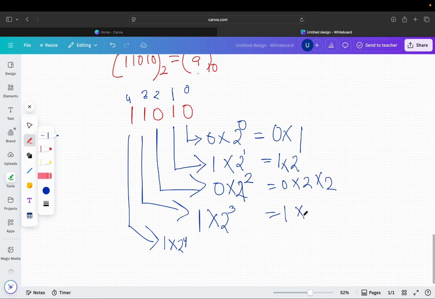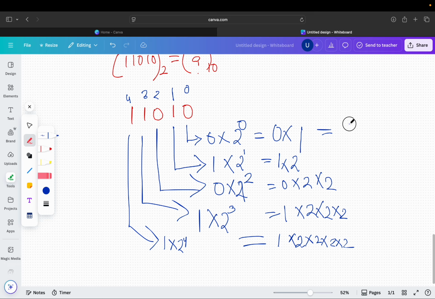1 into 2 to the power 3. 3 means I have to multiply 2 three times, 2 into 2 into 2. And the last one, which is 1 into 2 to the power 4, means I have to multiply the 2 four times. Got it? So I multiplied it.